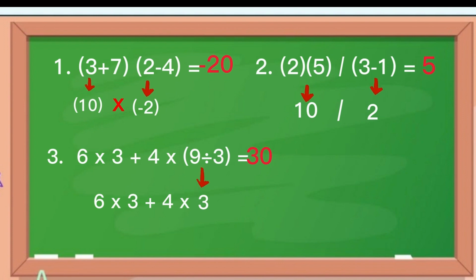And now, let's solve the second operation, which is multiplication. So, 6 times 3 is equals to 18. And the other one is 4 times 3 is equals to 12. And for the last one, copy the given operation, which is plus. So, 18 plus 12 is equals to 30. Okay, so our answer is correct.